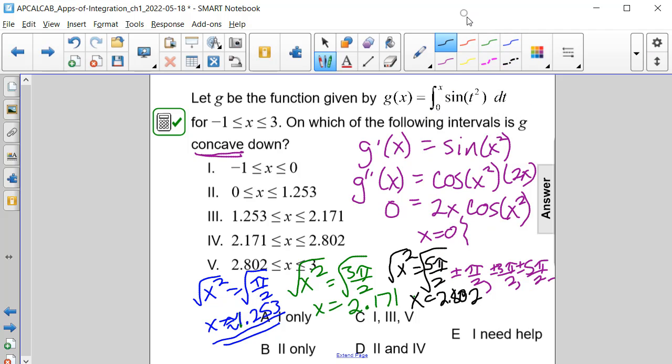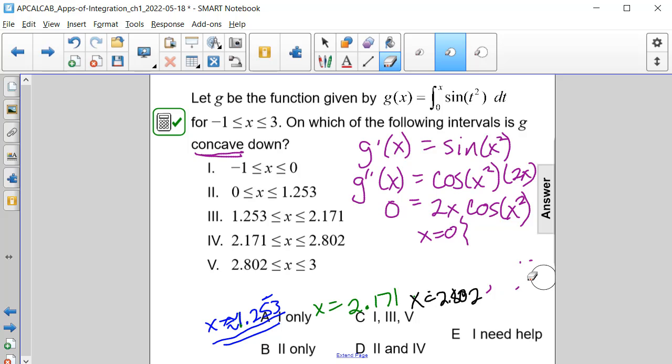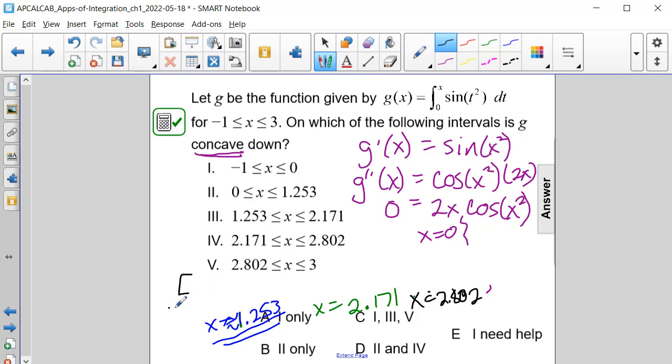All right, so we're going to create our sign chart with the values that we have. So in order to make some room, I'm going to get rid of the equations that were set up. Okay, so on our number line, we have from -1, we do have 0 as a key point, and then the next one is 1 and 253 thousandths, then 2 and 171 thousandths, then 2 and 802 thousandths, and then it ends at 3. Okay, so let's select values in between here that will help us test this out. So between -1 and 0, we could do -1/2.